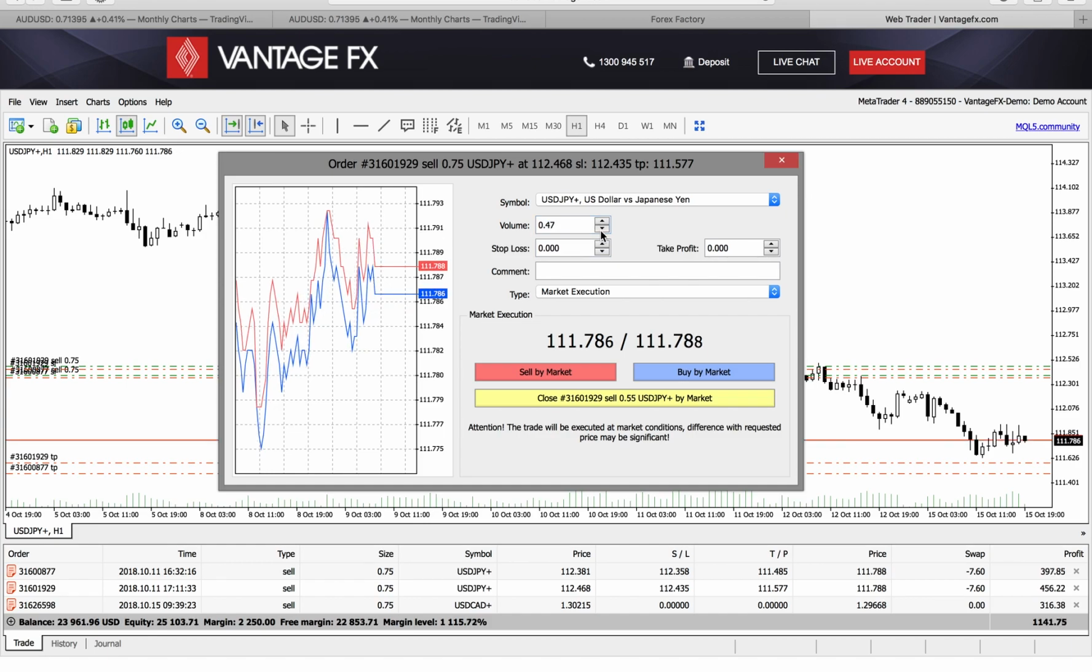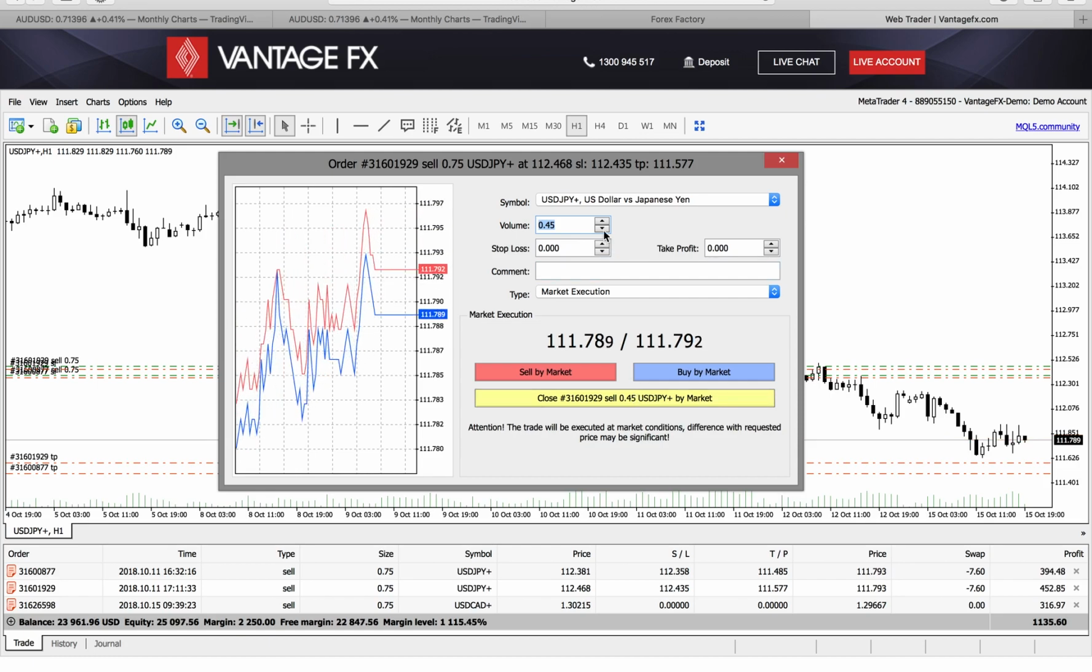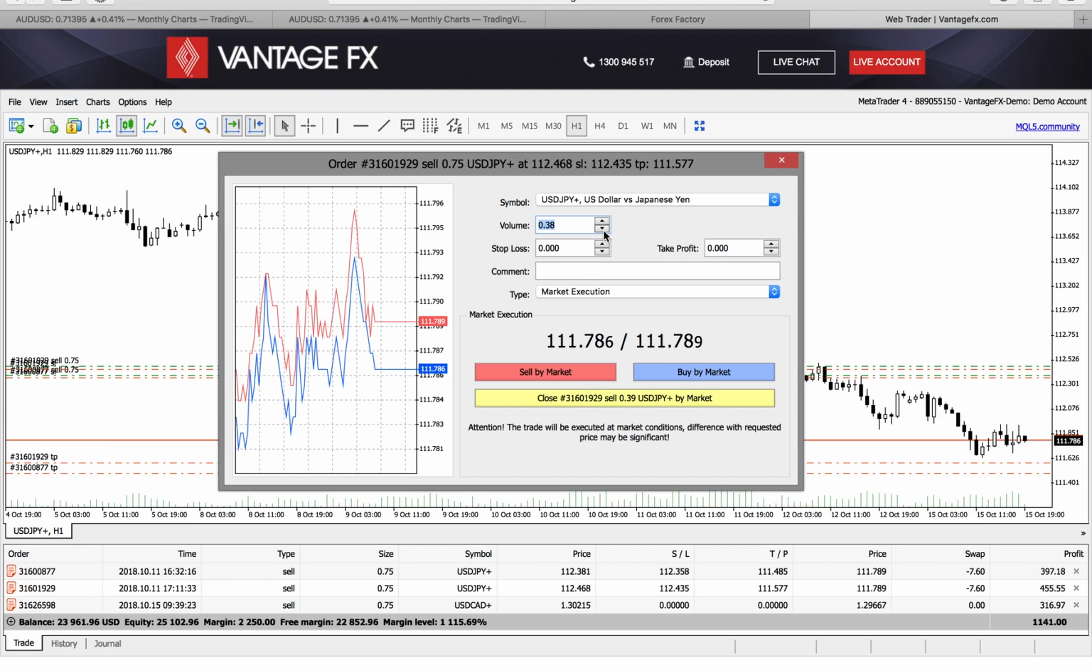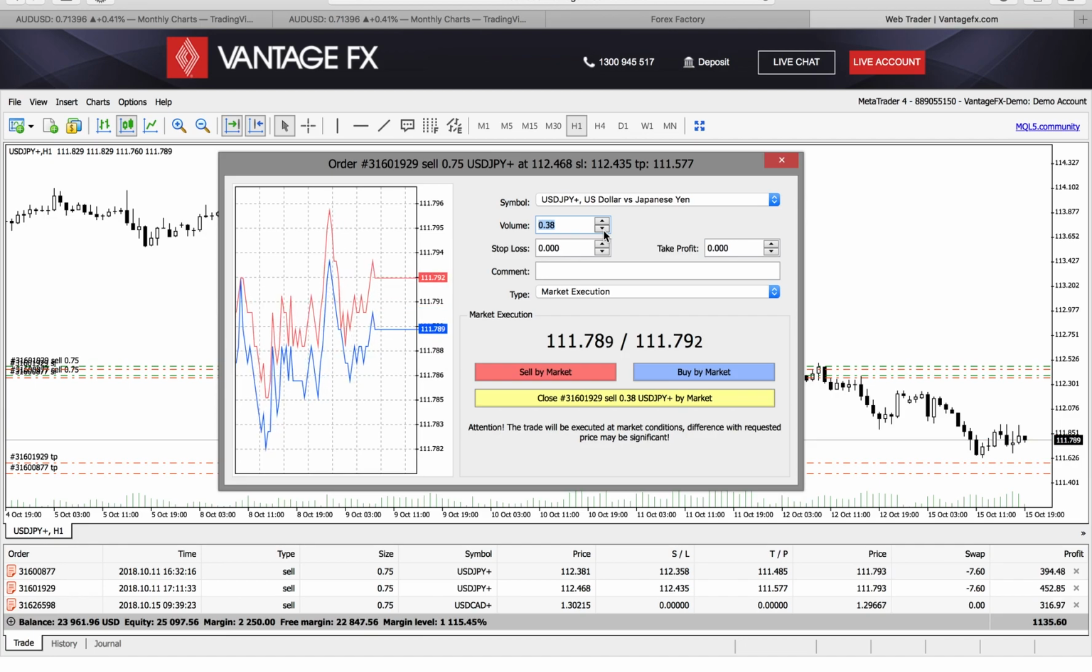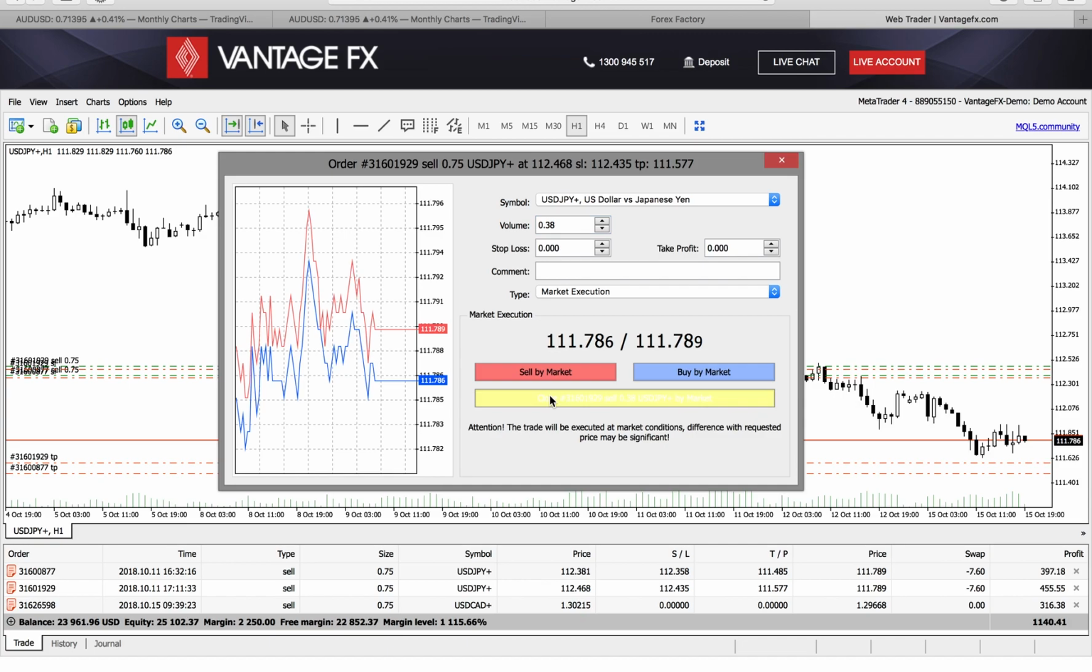Now I've decreased it to 0.45. And notice down here it says close 0.45 of the position. I'm just going to put it to right here, 0.40 or 0.38. About half of the position size is what I'm going to close off right now. And I'm just going to do that demonstration. I'm going to click this and watch what happens.